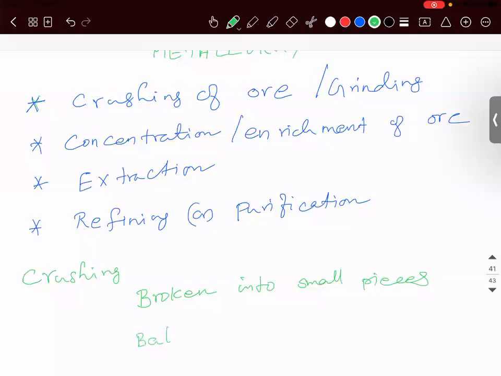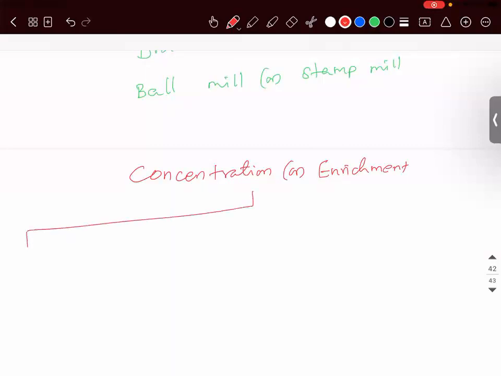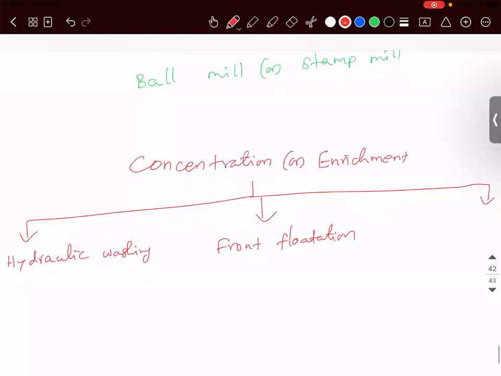So by using ball mill or stamp mill, concentration or enrichment. Okay, so generally, the concentration will be done by hydraulic washing, froth flotation, and then magnetic separation.